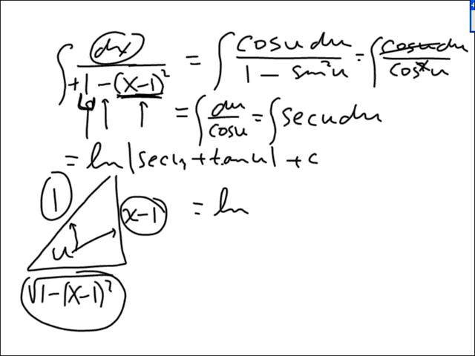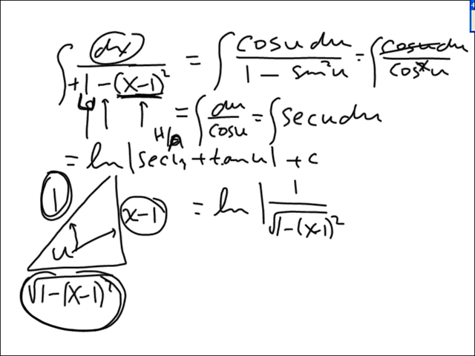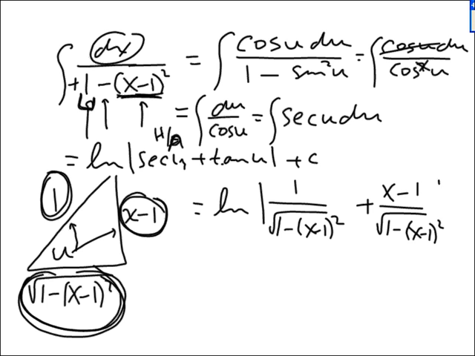This is equal to ln of secant of u. Secant of u is hypotenuse over adjacent. Hypotenuse is 1. Here's the adjacent. We get 1 over the square root of 1 minus (x minus 1) squared, plus the tangent of u. Tangent of u is this over that: x minus 1 over the square root of this mess, plus c.